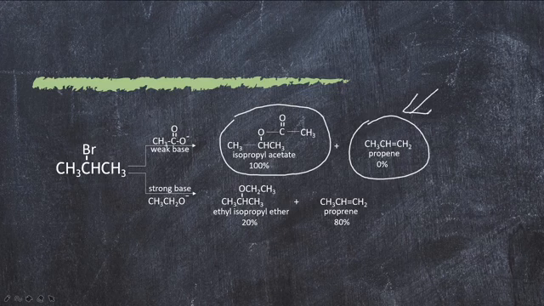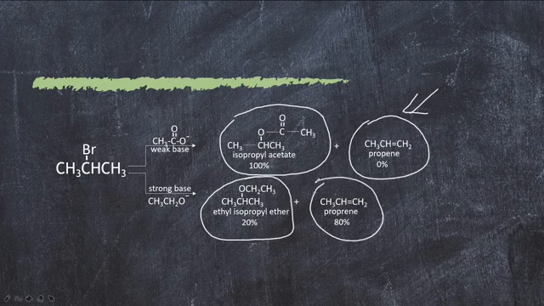Now, when 2-bromopropane reacts with a strong base, our strong base being the ethoxide ion, it ends up producing a substituted product and an eliminated product. The substituted product that ends up forming is ethyl isopropyl ether, and the eliminated product that ends up forming is propene. Sorry for the error, it's actually propene.